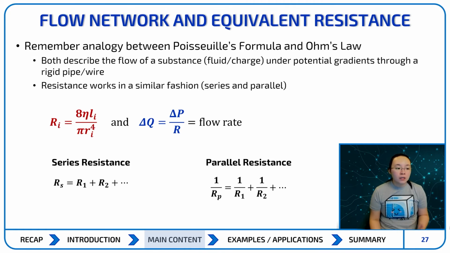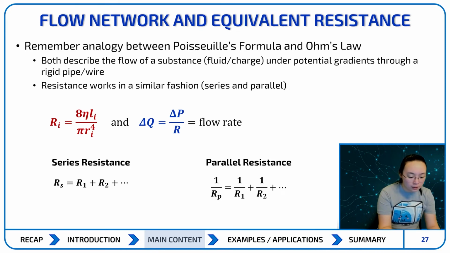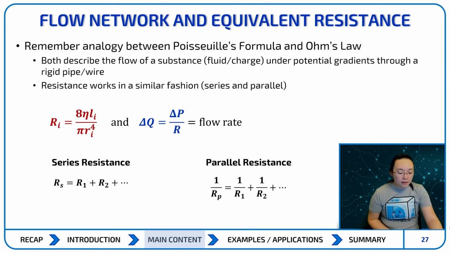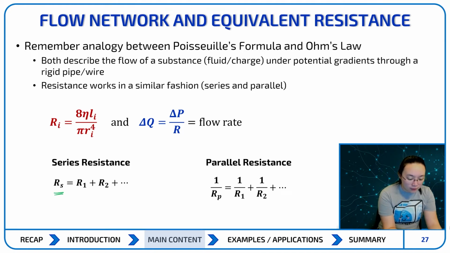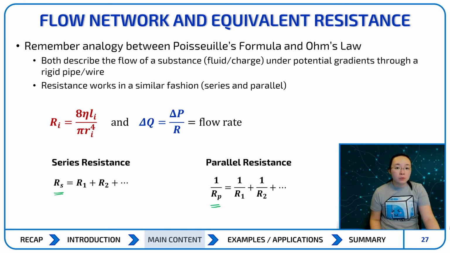So we know that resistance, from what we presented, is equal to this equation in red, and that delta Q is equal to delta P over R. Then we'll be able to take a look at calculating series resistance and parallel resistance in the exact same manner as we do for circuits.